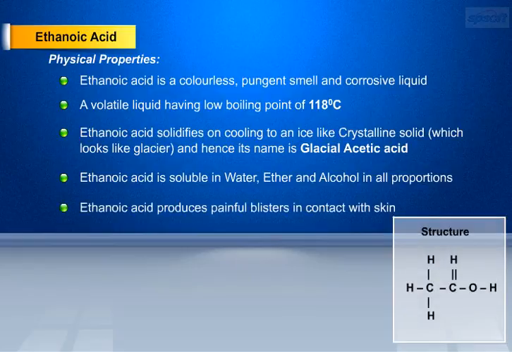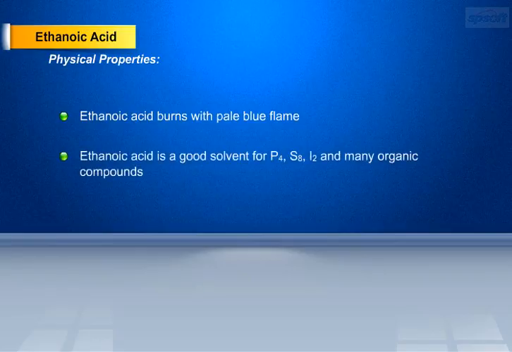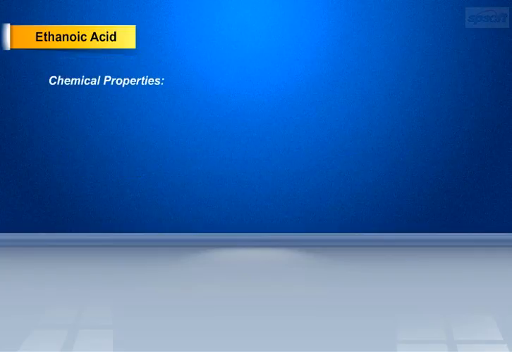Ethanoic acid produces painful blisters in contact with skin. Ethanoic acid burns with a pale blue flame. Ethanoic acid is a good solvent for P4, that is, phosphorus, S8, that is, sulfur, I2, that is, iodine, and many organic compounds. Now, let us see the chemical properties of ethanoic acid.